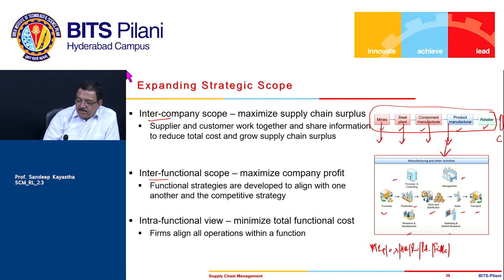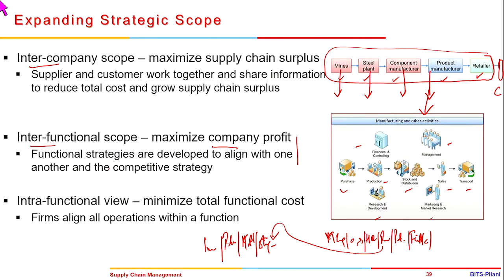Another is intra-functional, which means within production, we are going to look at inventory, production, material handling, storage, and other operations. The aim of interfunctional is to maximize company profit. That is what every company does. The functional strategies of a company need to be developed to align with one another and with the competitive strategy.